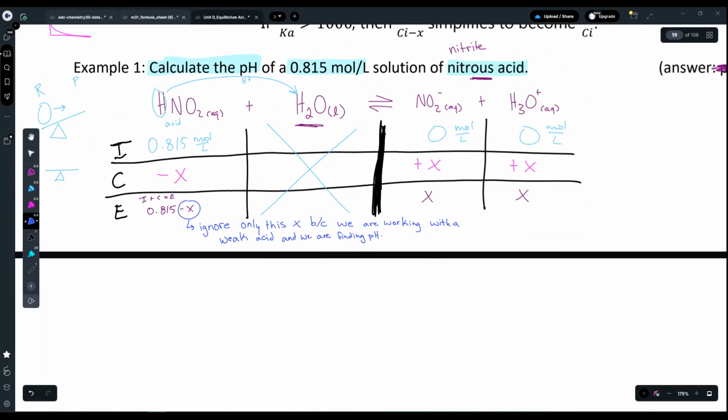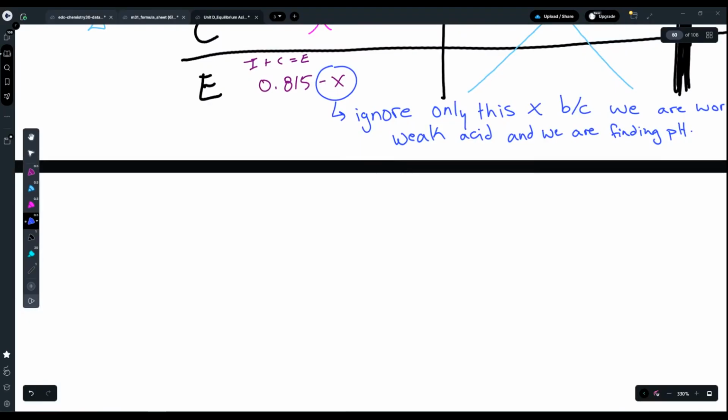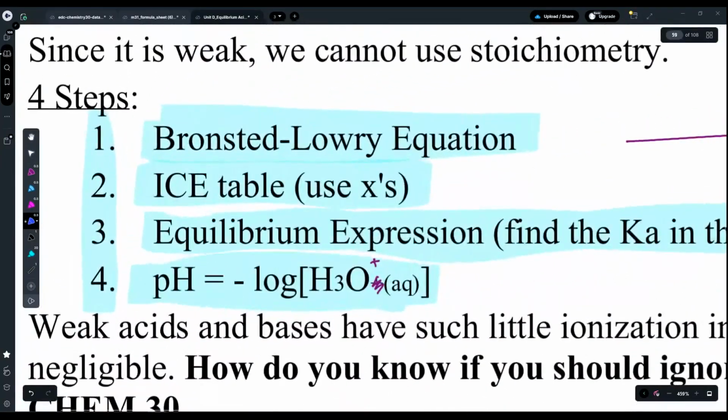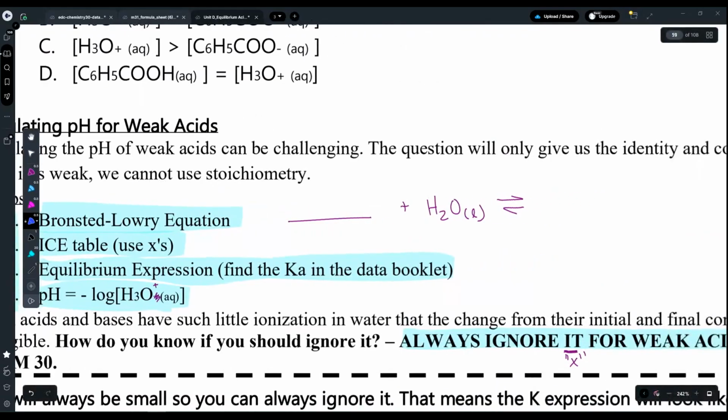Alright, so I'll have to continue this question on the next page here. After the ICE table, if I go back to the steps, we just finished step 2. Now step 3, we need to create our equilibrium law expression, and we need to find the Ka in the data booklet. This is on pages 8 and 9 of the data booklet, where you'll find all the Ka values.